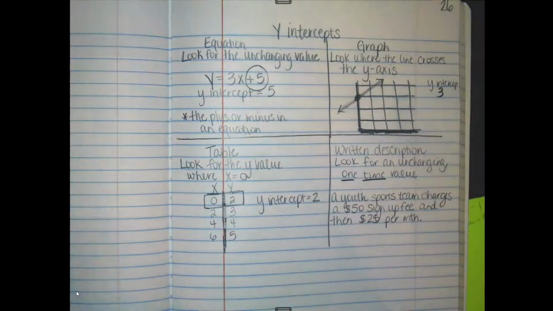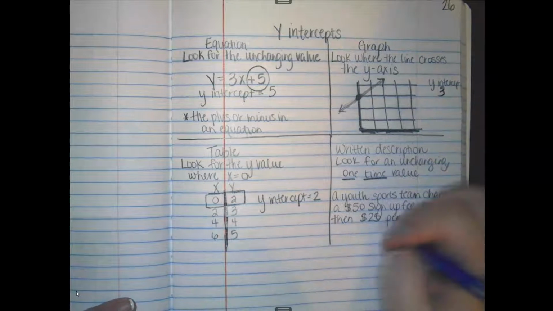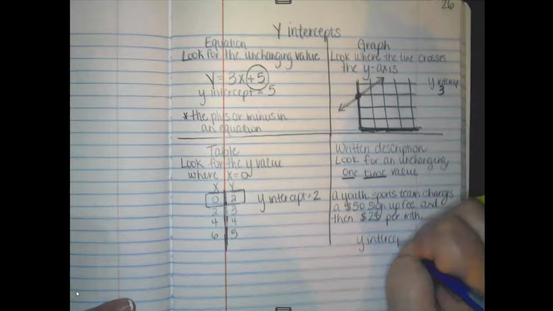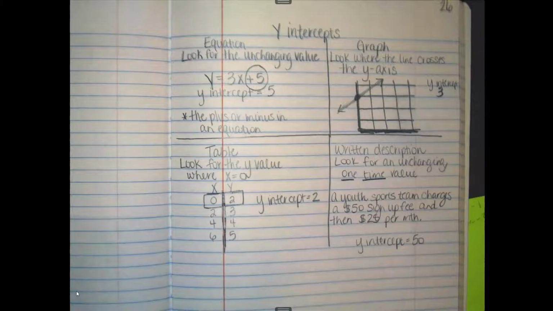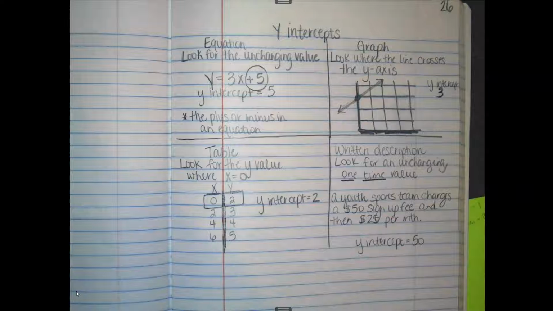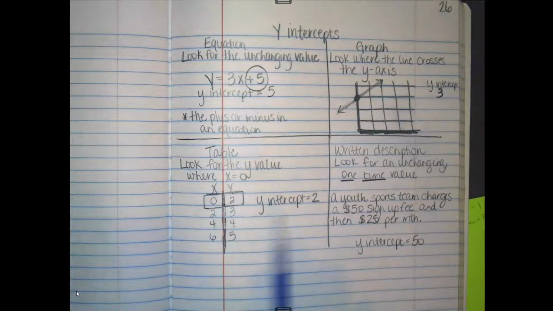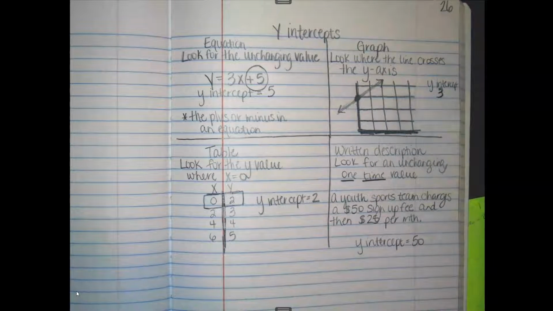So we're going to be looking for that. What is that one-time value? That thing that's not going to change. And the thing that's not going to change is that $50 sign-up fee. So my y-intercept is 50. So in an equation, it's that plus or minus. In a graph, it's where it crosses the y-axis. And in the table, it's what's across from 0. And in the description, it's going to be that one-time thing.